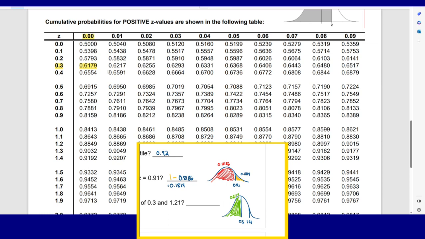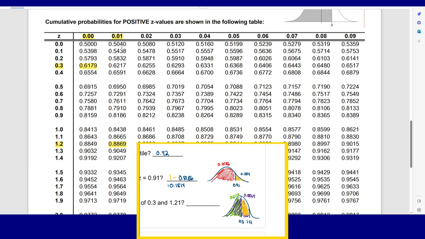My other z-score of 1.21, so I go 1.2, and I'm going to go to 1 for my hundredth, so 1.21, and that is 0.8869. So that means if I look at my normal distribution that everything below here is 0.8869. And if I just want to find this little gap here, I have to subtract.